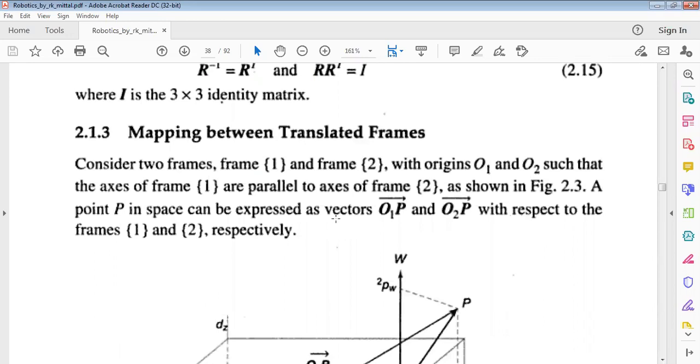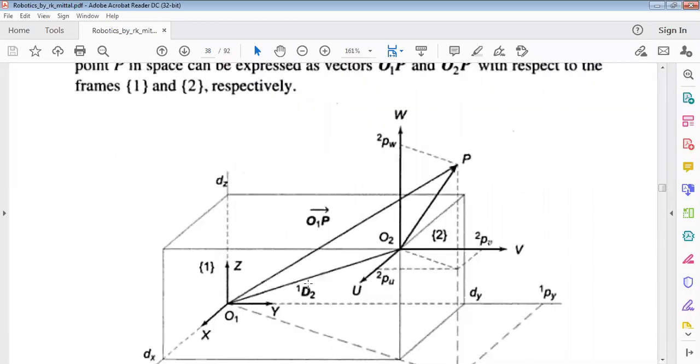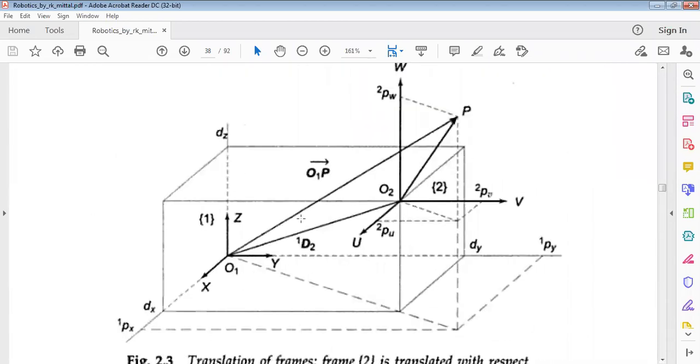Mapping between translated frames. So now between the frames there is only translation. When there is only translation, what is the relation? Here we have 3 vectors. One is the O1 to O2 vector, the other is the O2 to P vector, and the third is the O1 to P vector. These 3 vectors form a triangle.